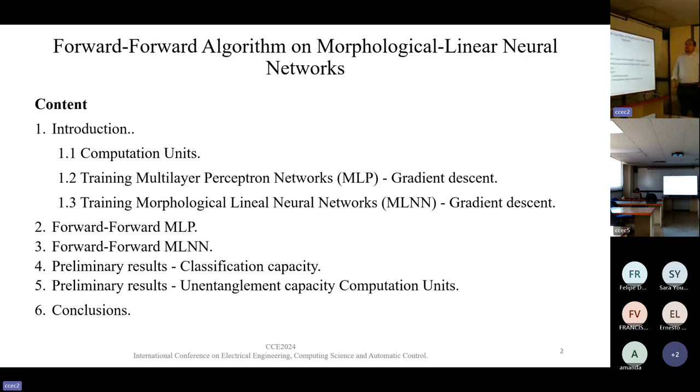So the content is a small introduction. We're going to present the computation units, how to train multilayer perceptrons with gradient descent, and how to train morphological linear networks with gradient descent. We introduce the forward-forward on multilayer perceptrons, and our proposal is forward-forward on morphological linear neural networks, and some preliminary results on classification and untangling capacity of these networks, and conclusions.